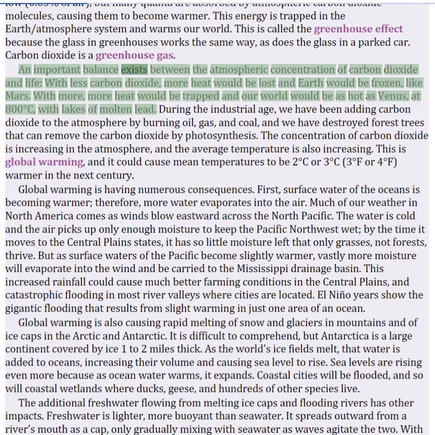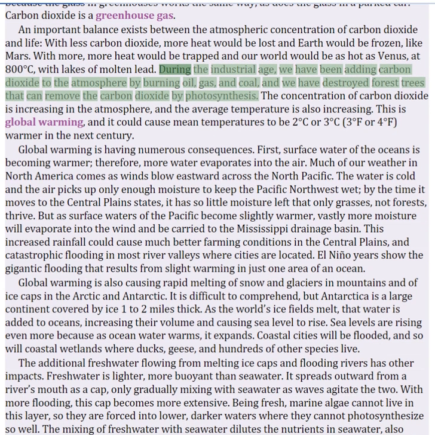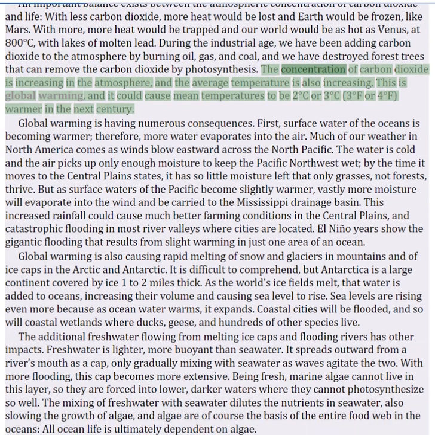An important balance exists between the atmospheric concentration of carbon dioxide and life. With less carbon dioxide, more heat would be lost and Earth would be frozen, like Mars. With more, heat would be trapped and our world would be as hot as Venus, at 800 degrees Celsius, with lakes of molten lead. During the industrial age, we have been adding carbon dioxide to the atmosphere by burning oil, gas, and coal, and we have destroyed forest trees that can remove the carbon dioxide by photosynthesis. The concentration of carbon dioxide is increasing in the atmosphere, and the average temperature is also increasing.